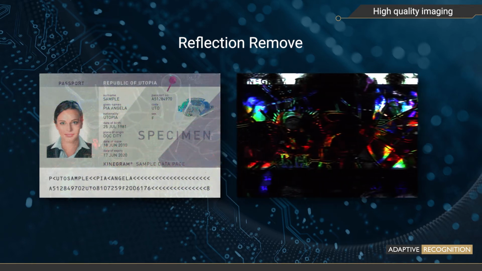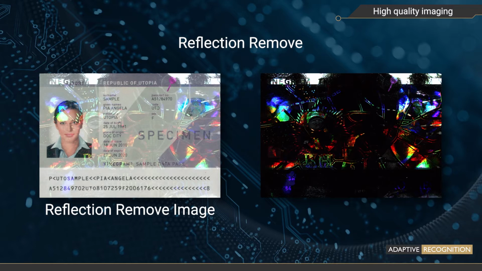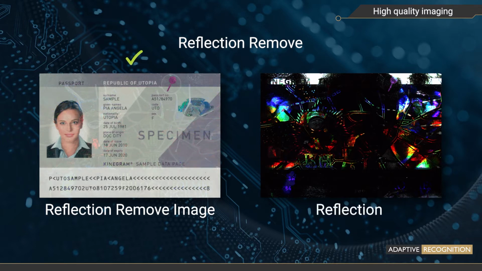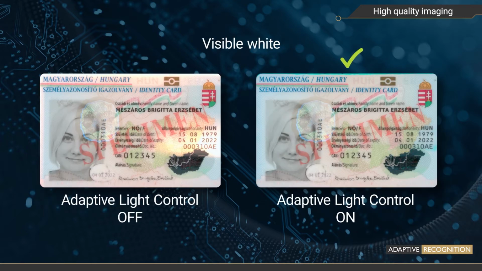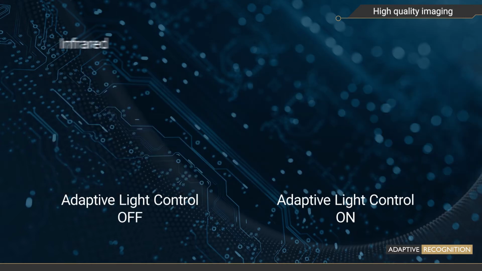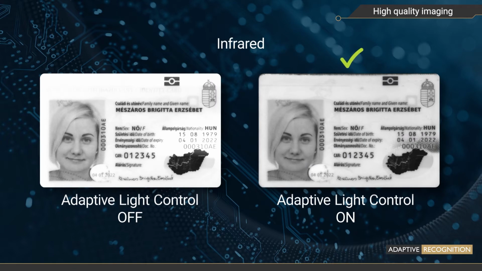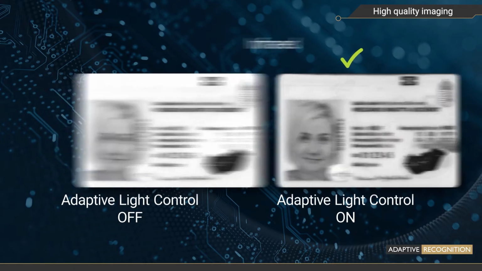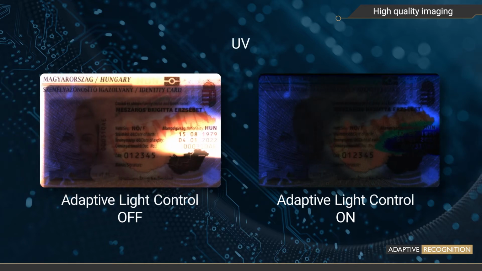The reflection removal feature automatically removes holograms and glossy laminates from the images for the sake of reliable OCR and authentication, and also for anything that might cover the facial photo. Adaptive light control is an innovative feature for filtering out any ambient light that may disturb the scanning process and would exert a negative effect on data reading and authentication. It is especially important for coverless units where ambient light is not blocked by the cover.